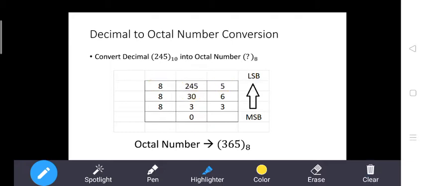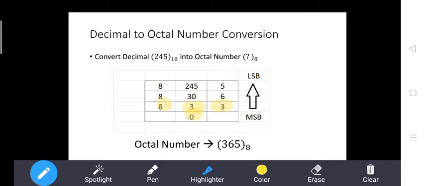Next, 30 divided by 8, answer will be 3. 8 into 3, 24. 30 minus 24, remainder will be 6. Next, 3 divided by 8, answer will be 0. 8 into 0, 0. 3 minus 0, remainder will be 3.